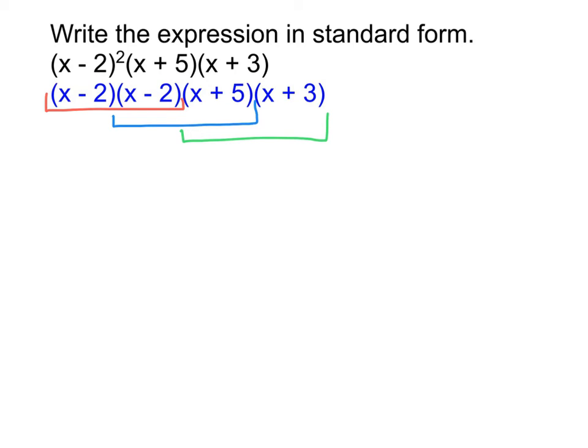The way I actually like to approach it is I'll multiply the first 2 together, and I'll multiply the last 2 together to get those 2 answers. Then I can take those and multiply them after that. Saves me a step along the way. So go ahead and do that. Multiply the x minus 2's together first, and then multiply the x plus 5 and the x plus 3 together so we have just 2 sets of parentheses.